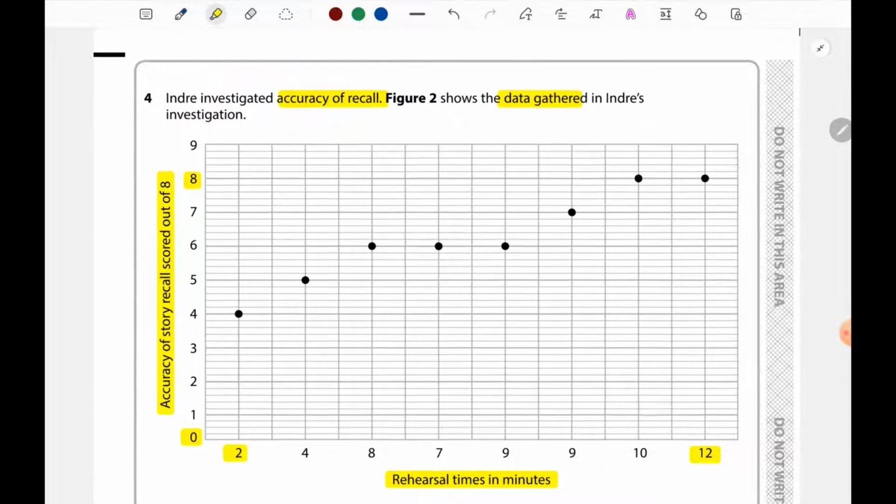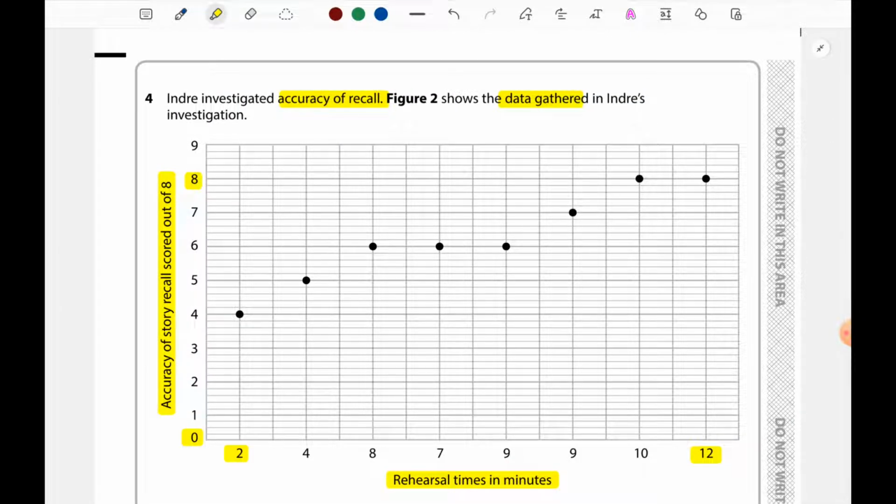Okay, now before we progress, like I always say, we should just make a mental estimate of what is happening. So what we are seeing is, before we read any of the questions, as the rehearsal time is increasing, definitely there is an increase in the accuracy of recall. So that linear trend is there, but it's not always linear. Sometimes it becomes stable or constant in between.